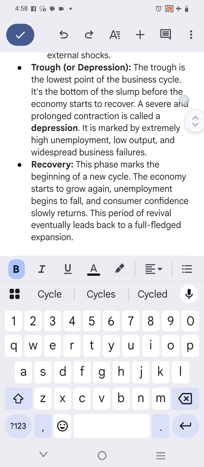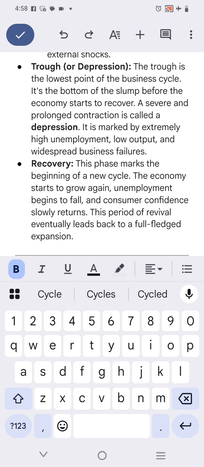Now comes trough or depression. The trough is the lowest point of the business cycle. It's the bottom of the slump before the economy starts to recover. A severe and prolonged contraction is called a depression. It is marked by extremely high unemployment, low output, and widespread business failures.